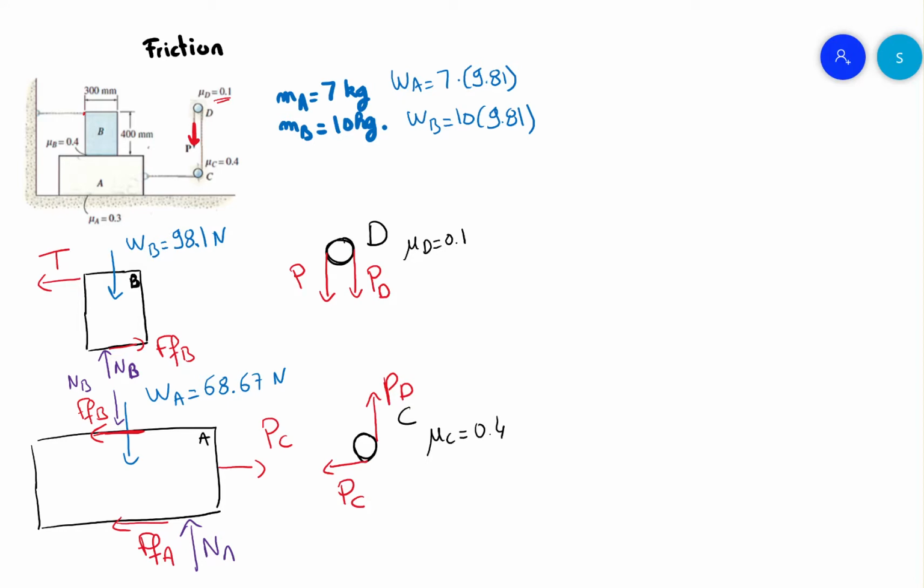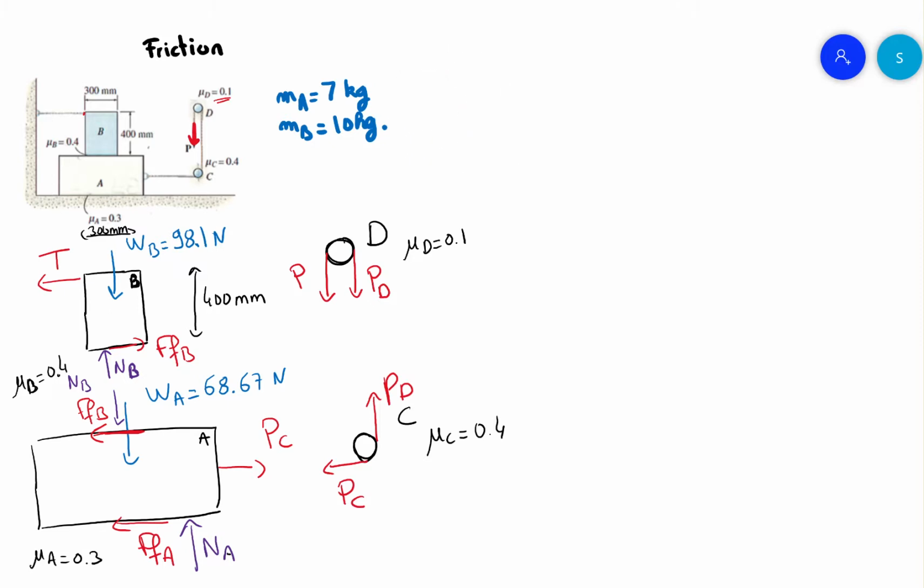Okay. And some dimensions: we have the 400 millimeter and the 300 millimeter. Here we go. And we have two coefficients of friction. We have mu A equals 0.3 and mu B on the top, that's equal to 0.4 between the boxes A and B. A lot of information, but we will be good.